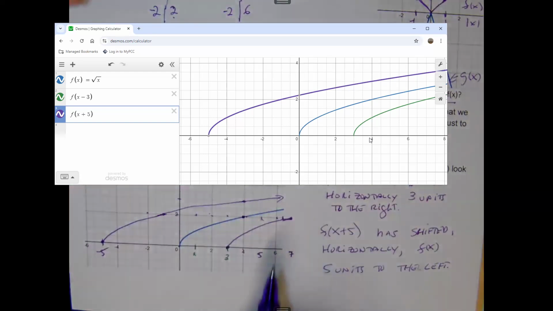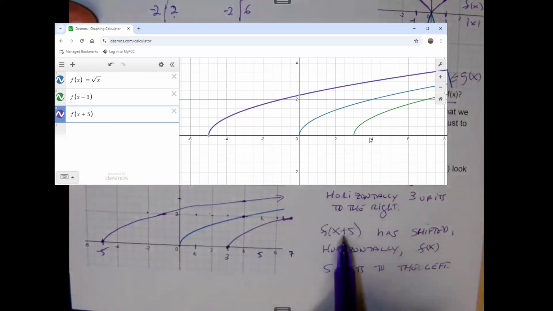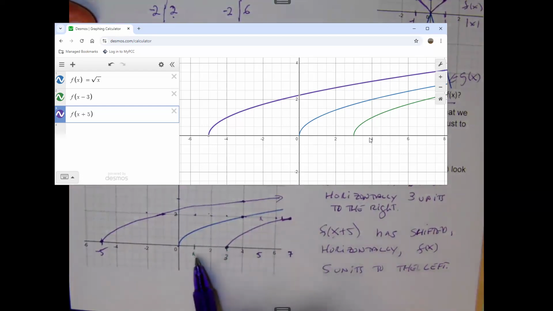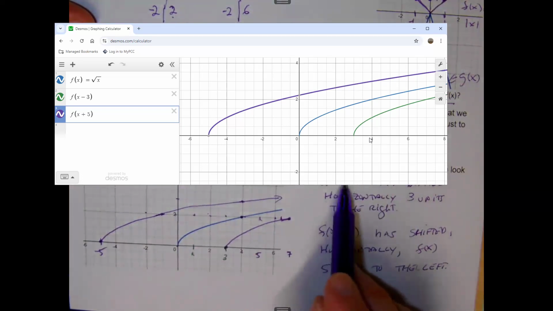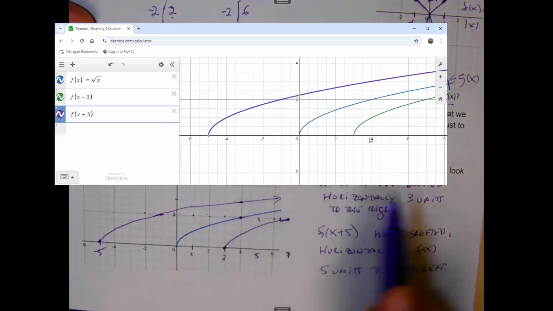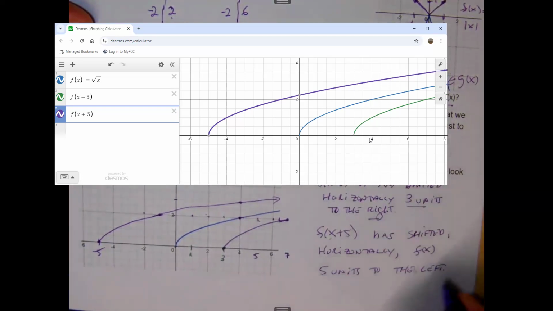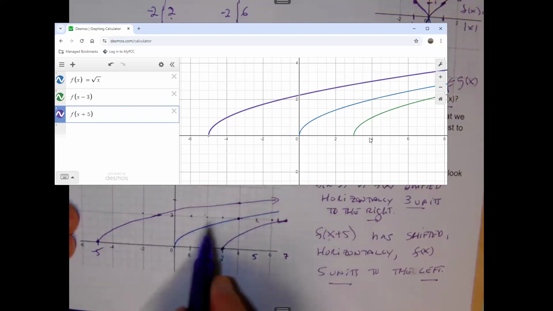The confusion starts when you start looking at this and go, wait a minute, I'm adding 5 to my variable, so wouldn't it have moved 5 units to the right? And here I'm subtracting 3 units. Wouldn't I move 3 units to the left? But notice the exact opposite is happening. So f of x plus 5, I'm also going to get 5 units to the left instead of 5 units to the right. So it seems to be backwards.